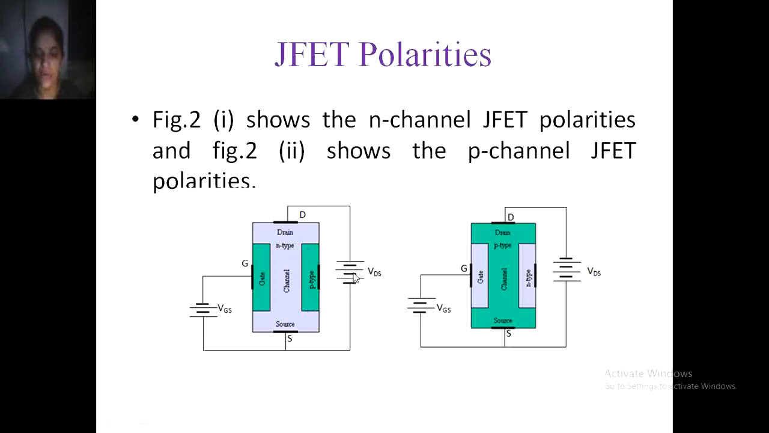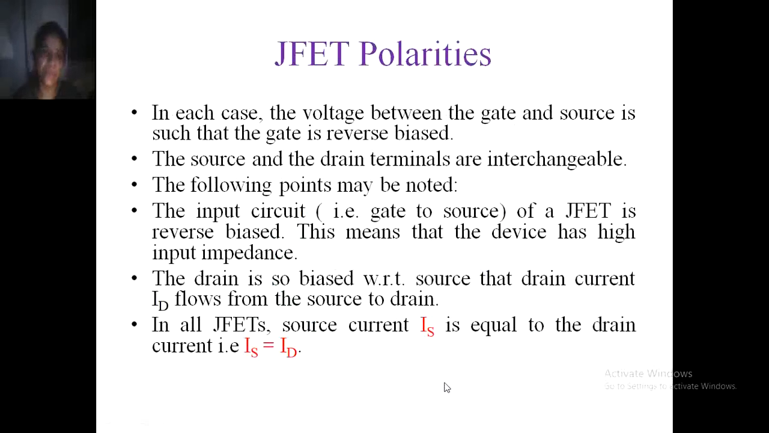And for the other, that is the output side, the drain terminal is connected to the positive terminal of the battery and the source is connected to the negative terminal of the battery. For the P channel, the battery positions are reversed as compared to the N channel. A reverse battery polarity is applied for the P type JFET. In each case, the voltage between the gate and source is such that the gate is reverse biased. The source and the drain terminals are interchangeable.